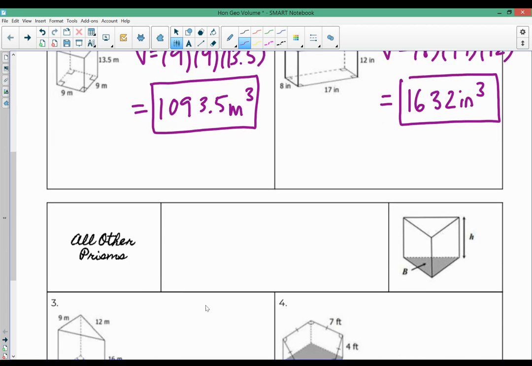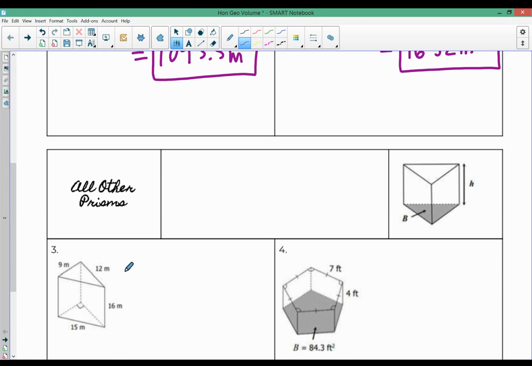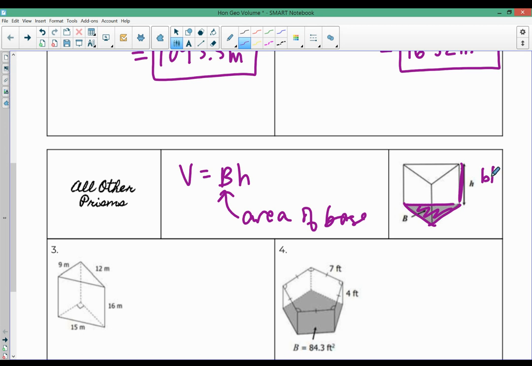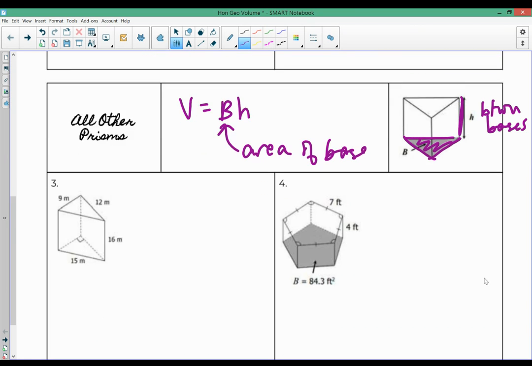All right, next one. For all other prisms, the volume is just going to be the area of the base times height. So this is illustrated for you here. Big B is the area of the base, and height is the distance between the bases. So even if this base isn't at the bottom, we know that this is the base because it's not a rectangle.